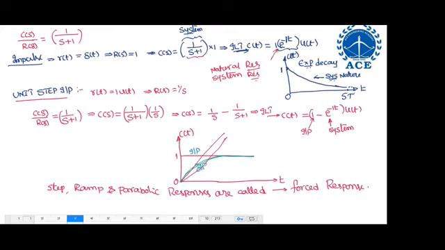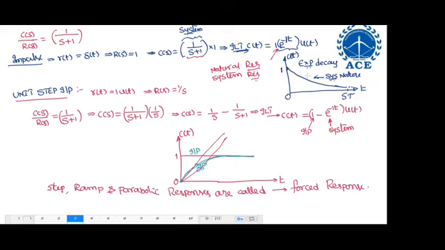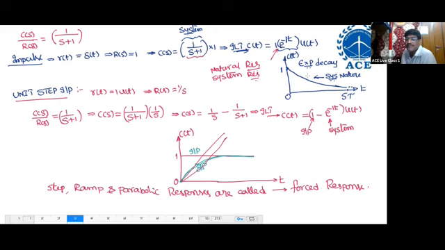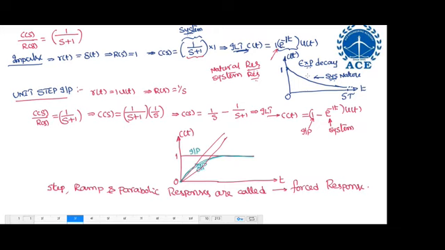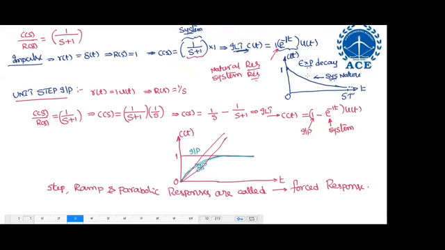Sir, you said that now e power of minus t u of t is stable and bounded output. How is it, sir? Here bounded na. E power minus infinity, t tends to infinity, substitute. What is the answer? 0, sir. 0 is bounded or unbounded? Bounded. And then stable. Okay, sir.